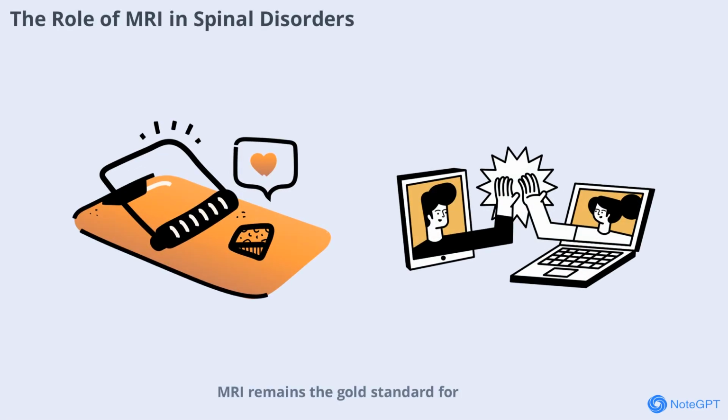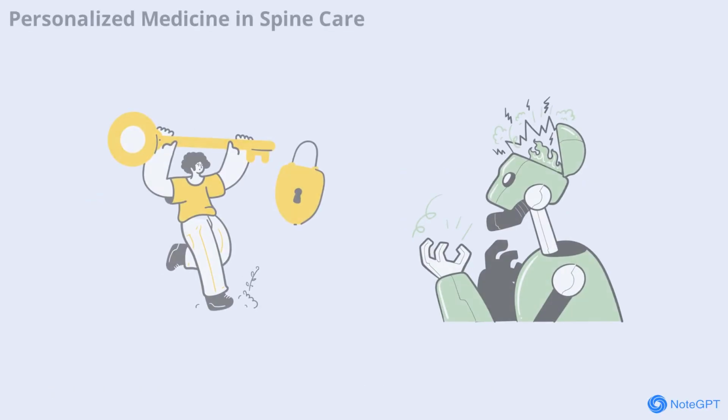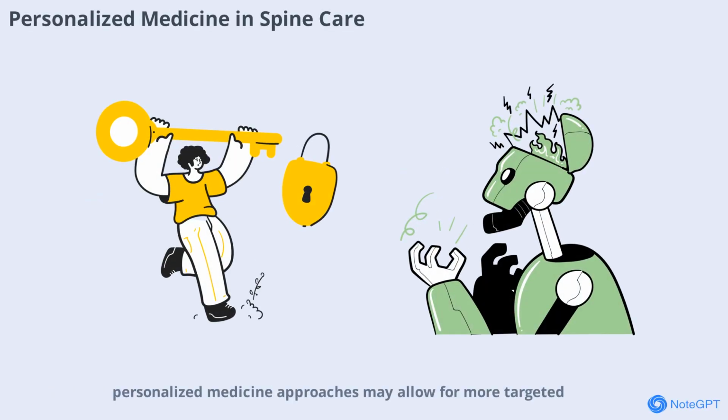MRI remains the gold standard for detecting Modic changes and other spinal abnormalities. Its ability to differentiate between types of tissue changes makes it invaluable for diagnosing and monitoring degenerative spinal conditions. As research advances, personalized medicine approaches may allow for more targeted treatments based on a patient's specific Modic type, genetic background, and lifestyle factors. This could improve outcomes and reduce unnecessary interventions.